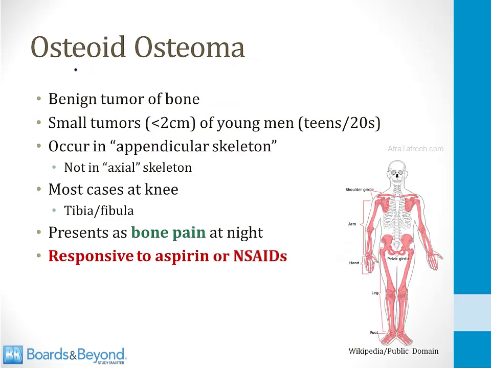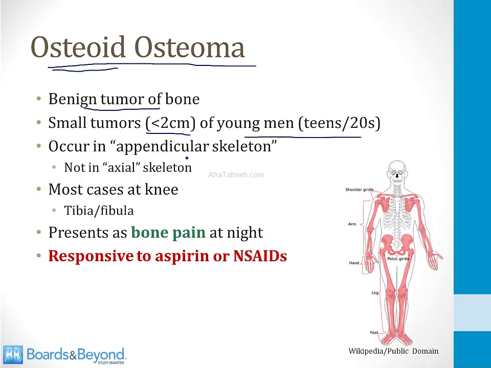Our first primary bone tumor is called an osteoid osteoma. It's an osteoma, meaning it's a benign growth of bone, and it's called osteoid because it has osteoid at the center. We'll talk more about that in a minute. These are benign bone tumors that are small, usually less than 2 centimeters in size, and they occur in young men in their teens and 20s, just like most primary bone tumors.